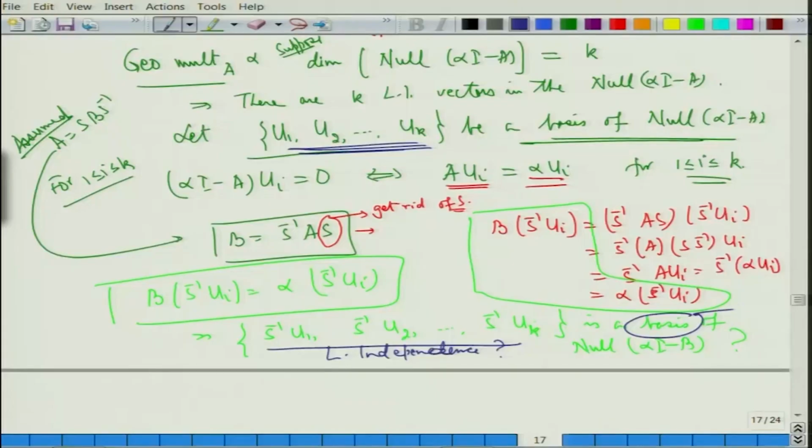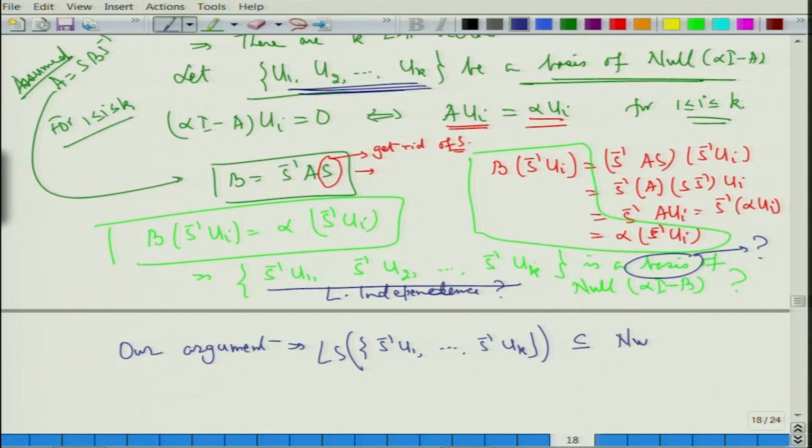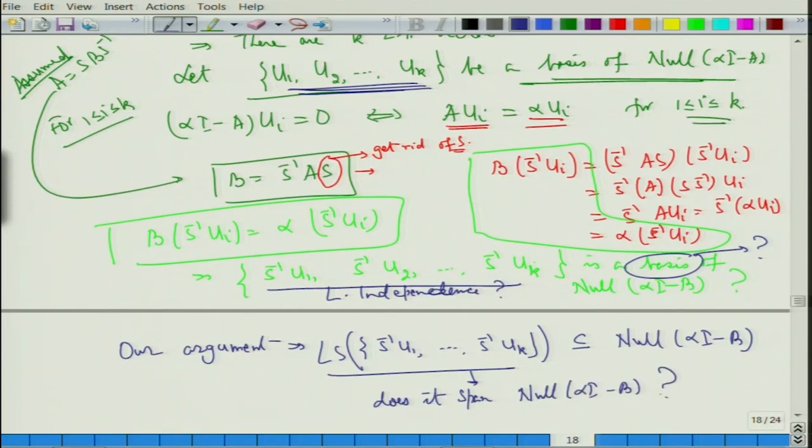How do I say it is a basis? All right. So our argument implies S inverse of u1 till S inverse of uk, the linear span of this, is a subset of null space of alpha I minus B. Can it have more elements? Question. Does it span the null space? That is the question. All right.